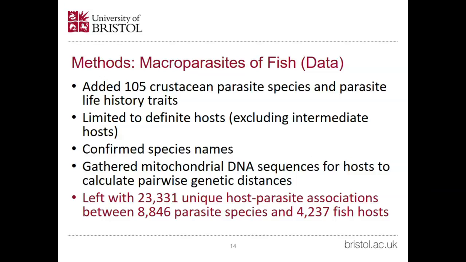Double-checking the species names. And then the other additional thing that we did is gathered a lot of DNA sequences for the hosts to be able to calculate pairwise genetic distances between different host species. So once we had all of that, we still had more than 23,000 host parasite associations to work with, and that's between more than 8,000 parasite species and 4,000 fish hosts.